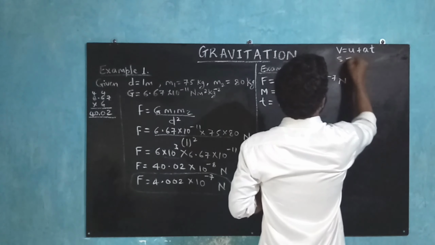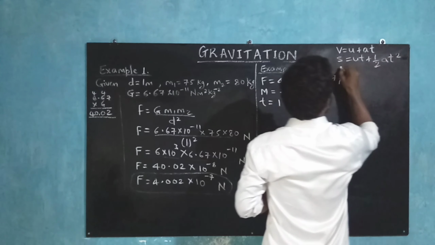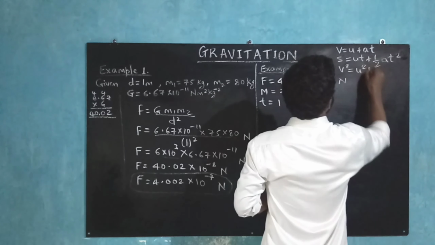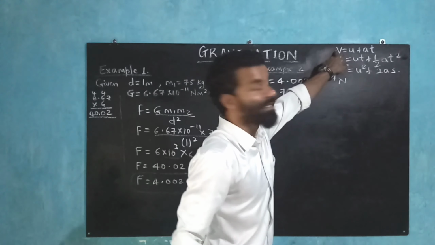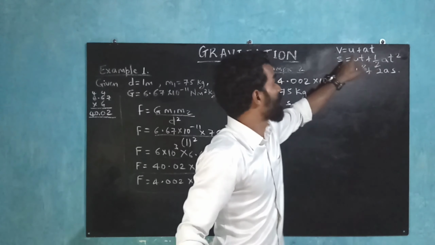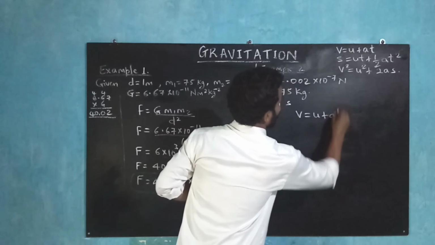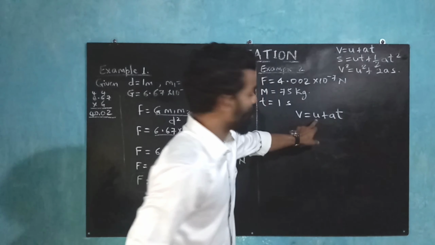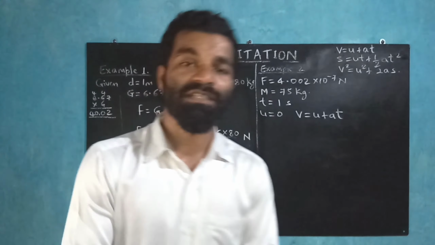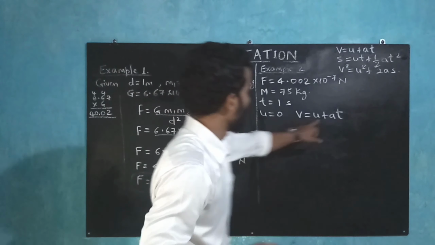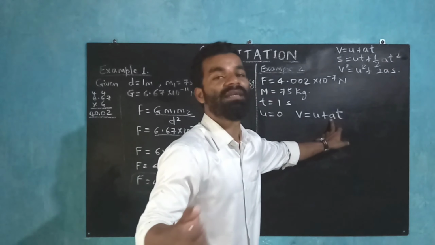The second equation was s equal to ut plus half at square, and the last equation was v square equal to u square plus 2as. Here time is given, so we take the first equation, which has time and velocity: v equal to u plus at. Here u is 0 because Mahendra is sitting on the bench, so the initial velocity is 0. The acceleration a we do not have, so we have to find it.